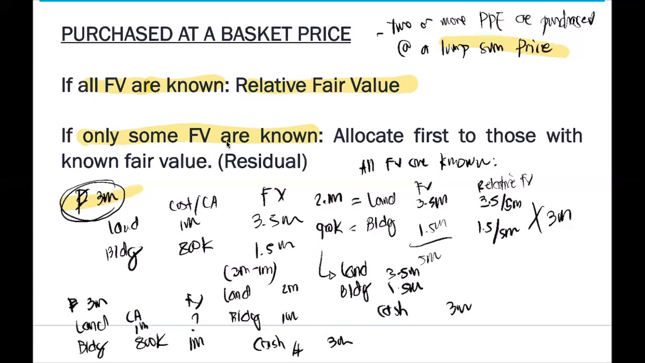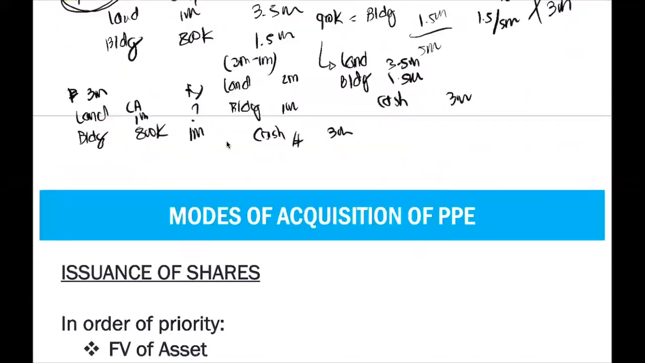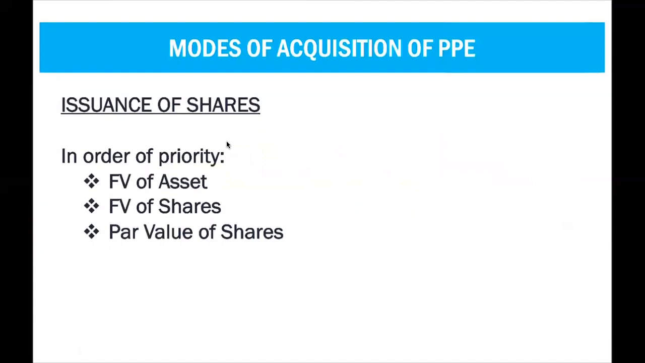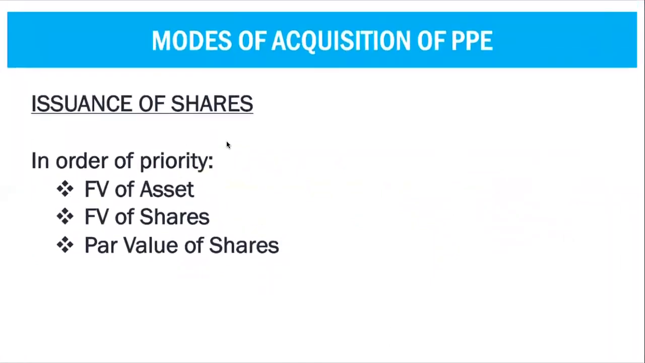Sir, pwede bang both not known? Bibihira na yun. Okay? Purchase at the basket price. Another mode of acquisition, issuance of shares. This is quite easy because you just need to know the priority. So we have your fair value of the asset, fair value of shares, par value of shares.